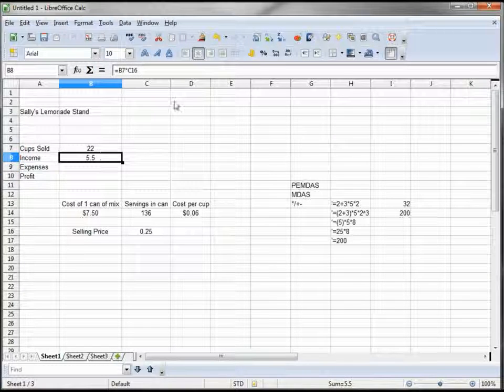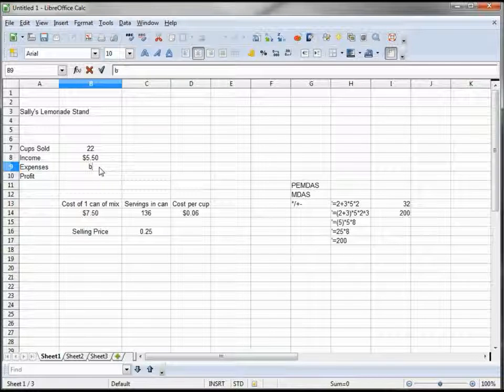And this is going to be in currency. Her expenses will be B7 times her cost per cup, which is 0.06, but we were going to use D14. Here's D14. I forgot the equal sign. When you don't put in the equals, it doesn't show up right. There we go.